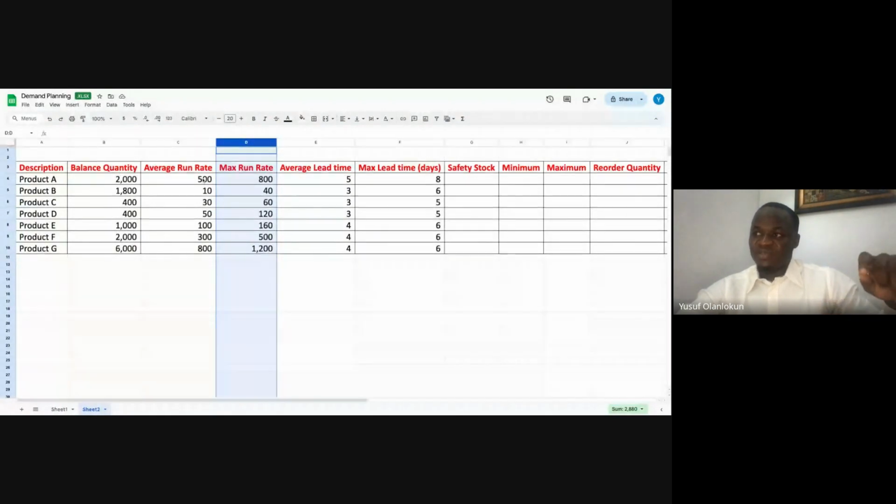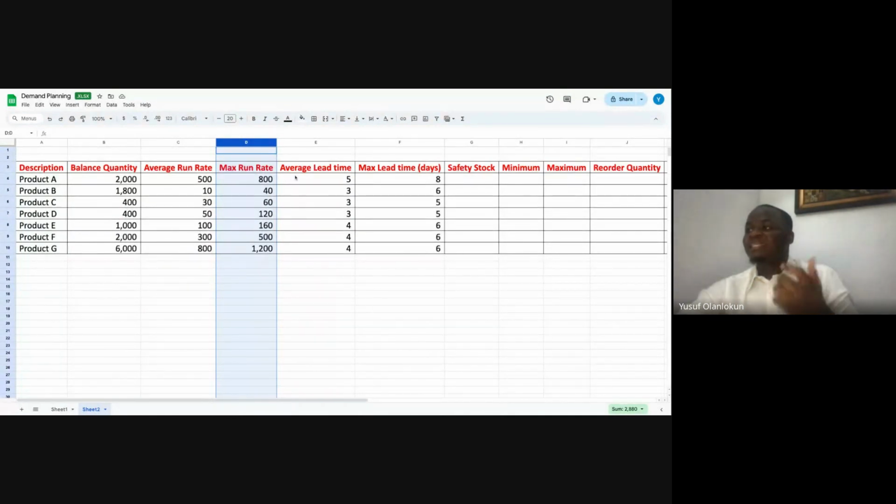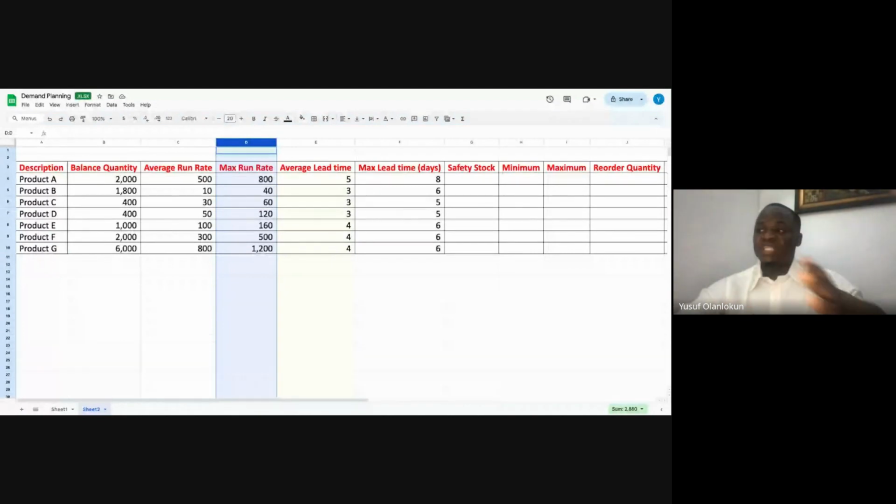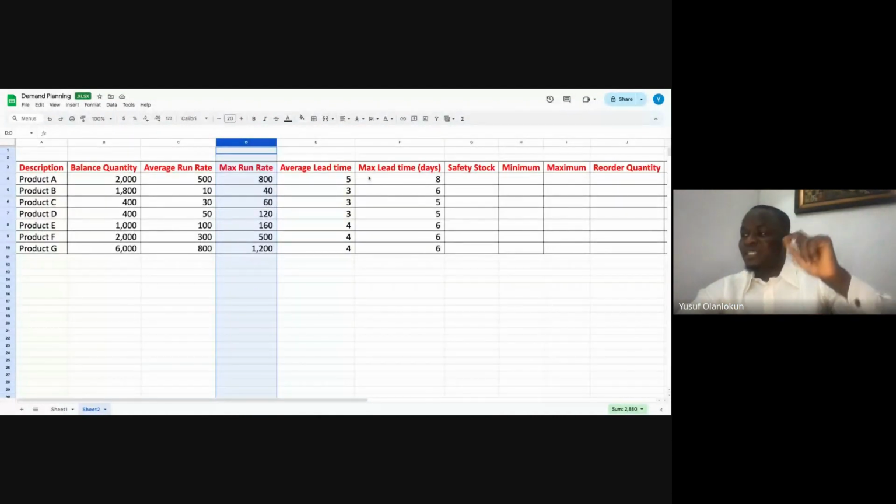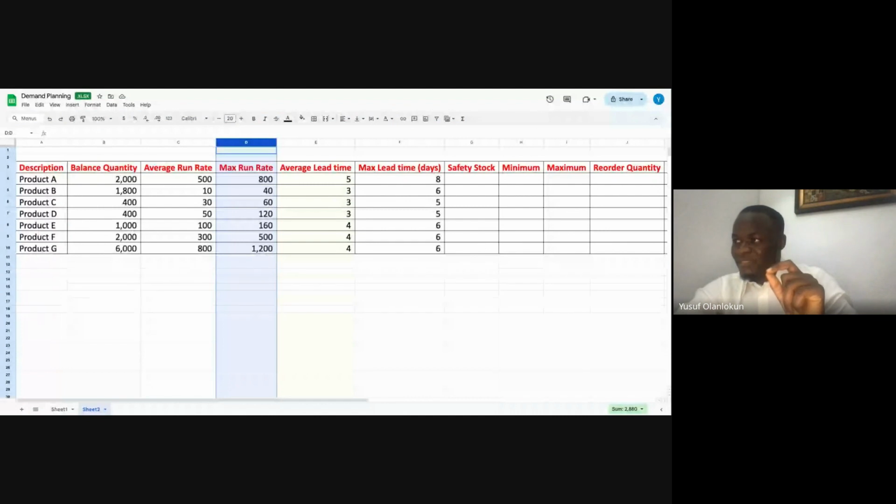So if the average is 500, there was a particular day that we sold 800 of that product. That is the maximum run rate. Then the average lead time. We had different lead times, maybe 2 days, sometimes three, sometimes six, seven, eight. But what is the average? That is 5 days in January. But there was a time that we had the longest delay from our supplier, so that's 8 days maximum lead time.